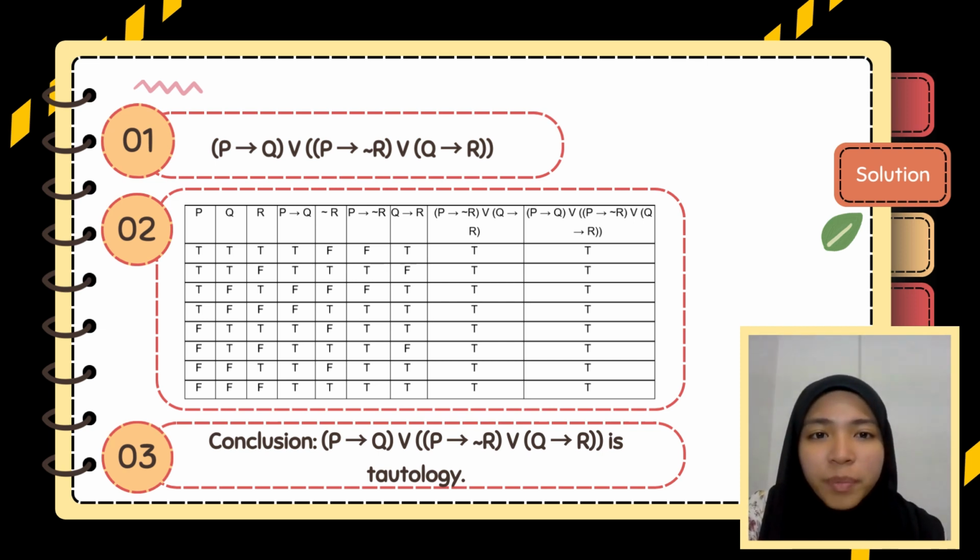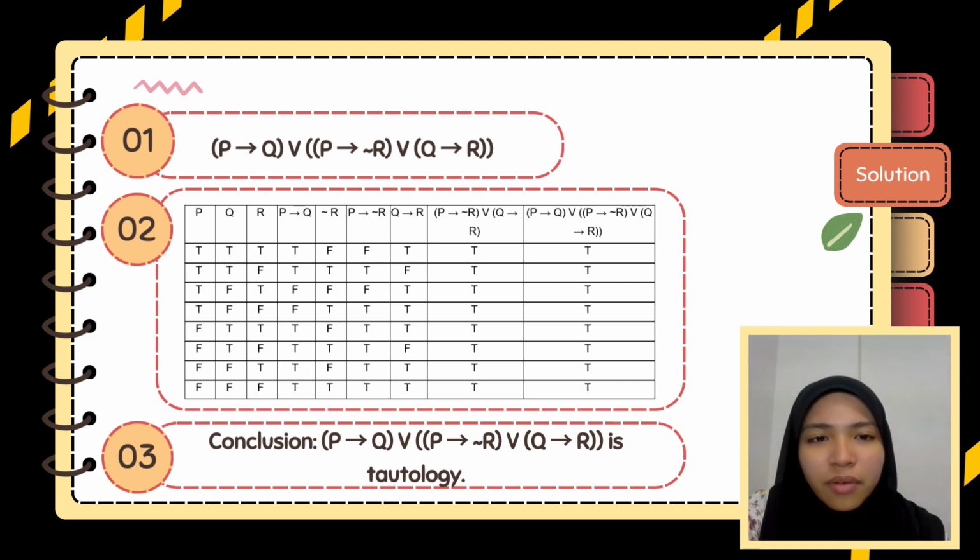Next, let's focus on if P then Q. If the value of P is true and the value of Q is false, then it is false. Other than that, it is true. Next, we have negation R. If the value of R is true, then the value for negation R is false. And if the value of R is false, then the value for negation R is true. Next, for the sixth column, we have if P then negation R. If the value of P is true and the value of negation R is false, then it is false. Other than that, it is true.